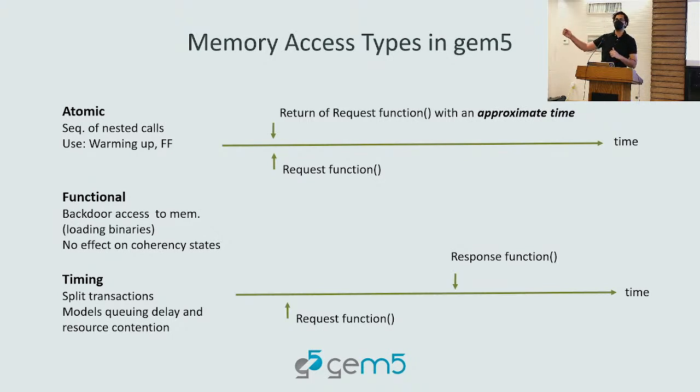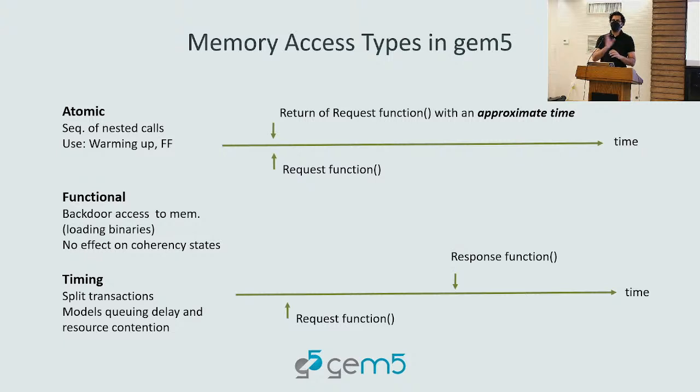Usually that eventually would lead to some function in the future being scheduled, and there might be many functions or events that are scheduled depending on what kind of memory system you're modeling. And finally, at some time, we don't know what exactly that time would be, there will be some response function which will be called, and at that point we'll really get the response back. This is the memory access type which really models the queuing delay and the resource contention, and you can think of it as the most detailed memory modeling in gem5 that exists today.